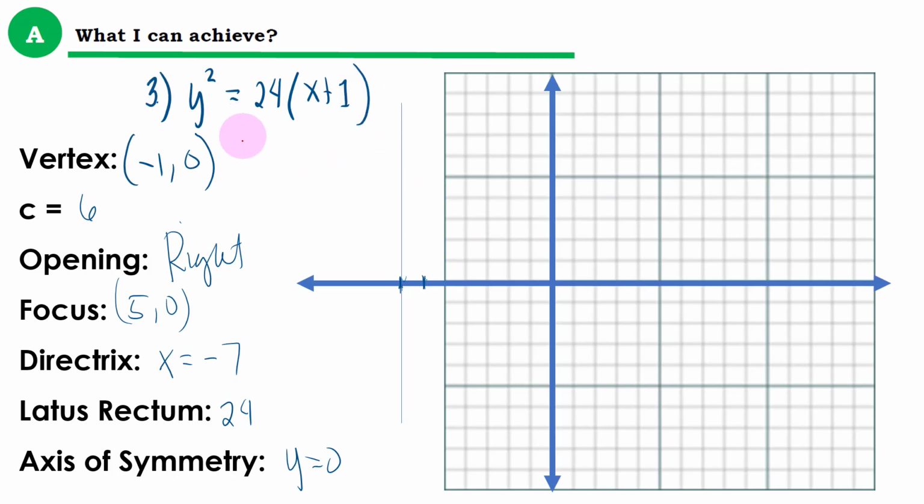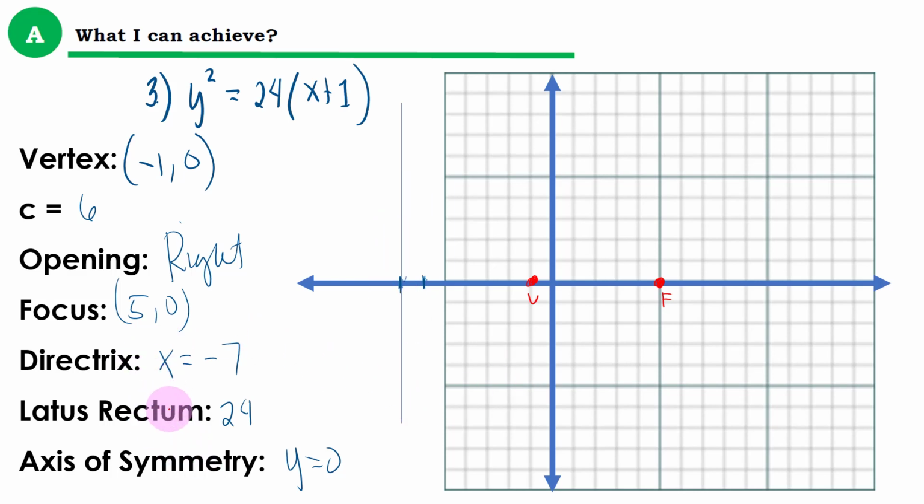Another one, we have y squared equals 24 times the quantity of x plus 1. Our vertex is at negative 1, 0. Nandito yung ating vertex. And then, 6 units to the right. Ang focus natin, open to the right siya. So, ang focus natin is 5, 0. Ito yun. Focus. At syempre, ang directrix natin ay nasa x equals negative 7. Lumampas na siya. So, ito yun. X equals negative 7. Ito yung ating directrix.